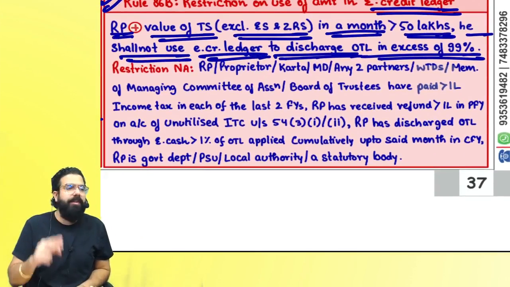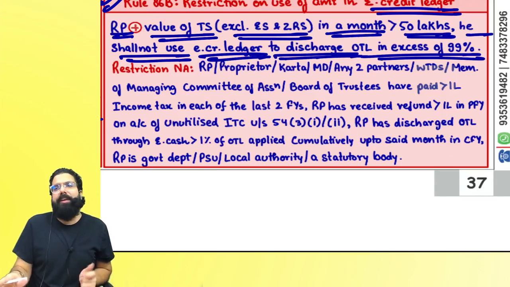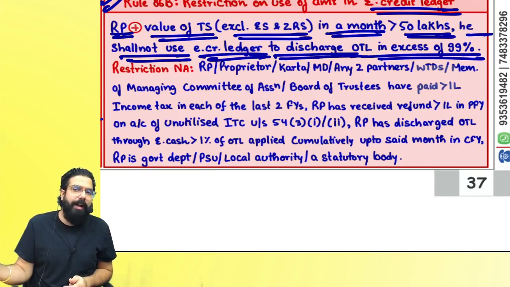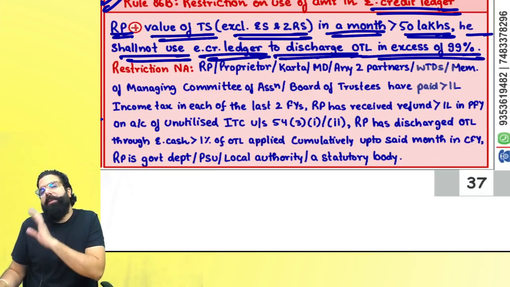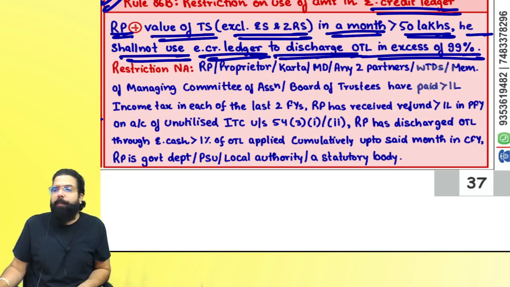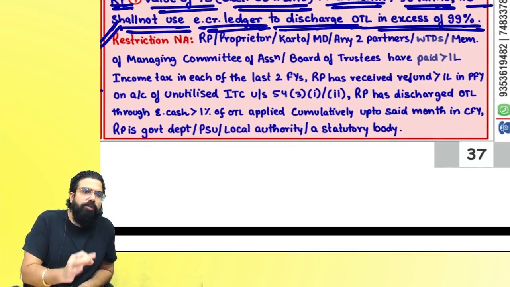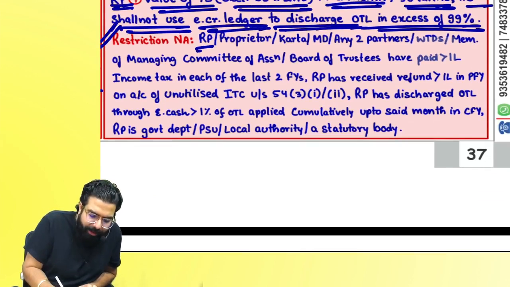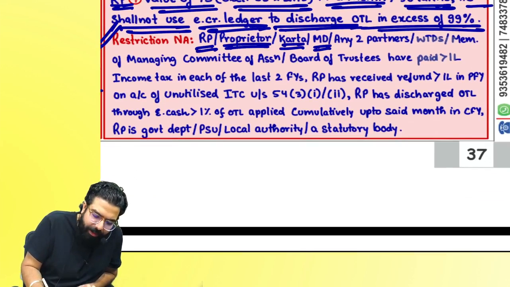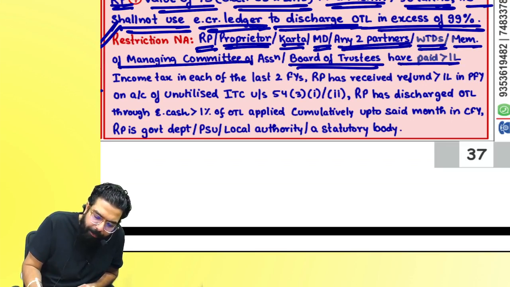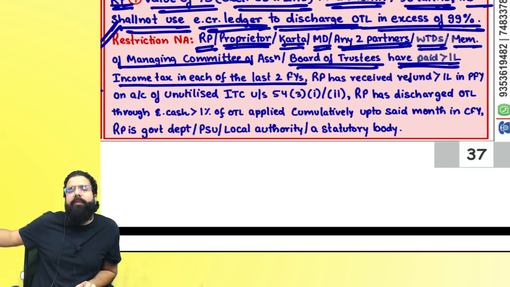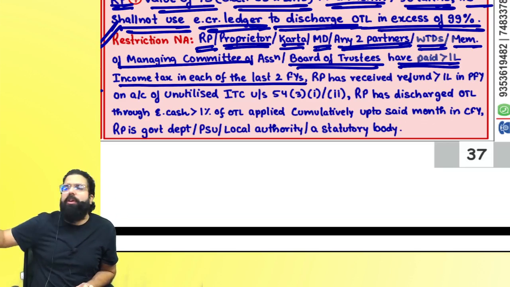First condition, registered person. Second condition, value of taxable supply excluding exempt supply and zero-rated supply should be greater than 50 lakh. Only then 99% can be used. 1% of credit cannot be used, 1% has to be paid in cash. This 1% payment in cash restriction is also not applicable if you are a registered person, proprietor, karta, managing director or any two partners or whole-time director or member of managing committee of association or board of trustee who have paid how much? Greater than 1 lakh income tax in each of the last 2 financial years for which the date for filing the return is already over.